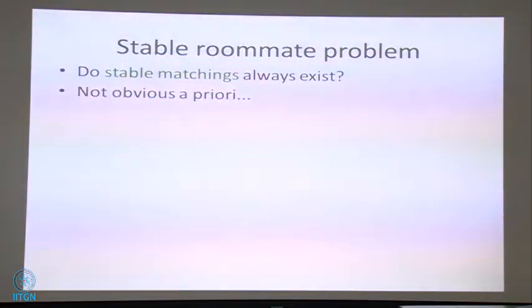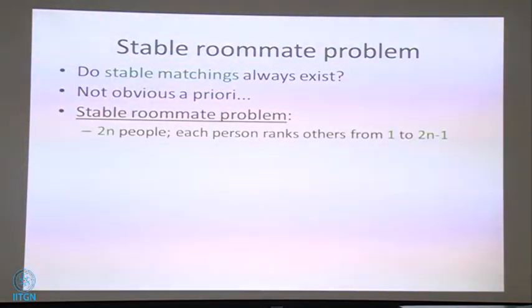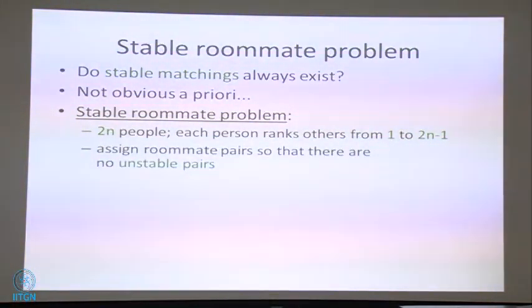So this is what's known as the stable roommate problem. In the stable roommate problem, you have an even number of people, say all of the same sex for convenience. Each person ranks others from 1 to 2n minus 1, and we want to assign roommate pairs so that there are no unstable pairs in the same sense. There are no two guys who would rather be roommates with each other than with their current roommates.